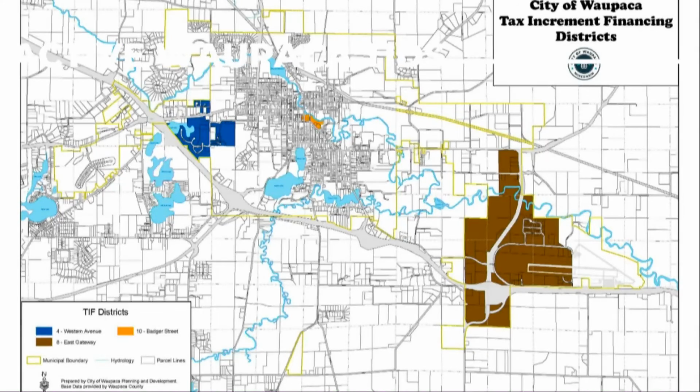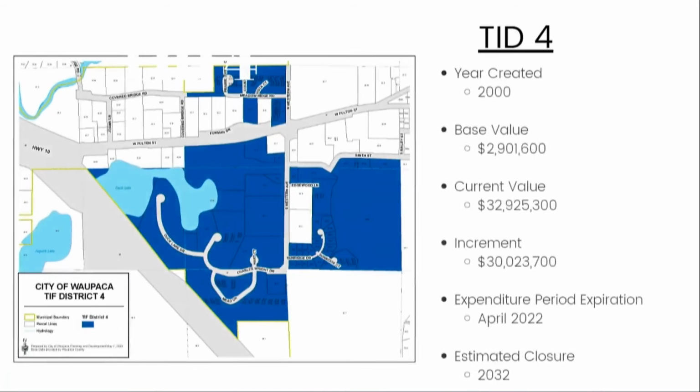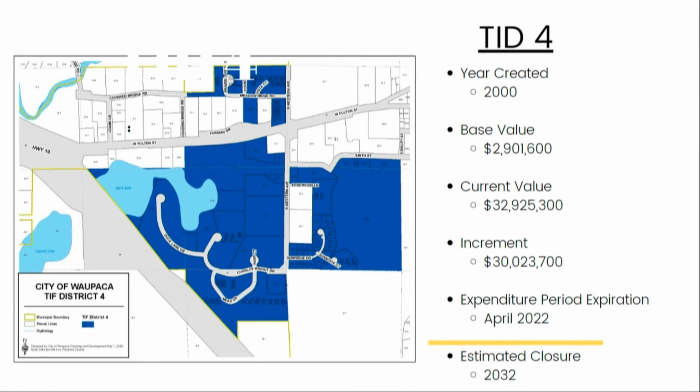This is just a map of all of the active TIDs in relation to each other. So you can see on the east side TID 8, on the western side TID 4, and then TID 10 right there in the middle in orange. So just a little bit of information on our current TIDs.